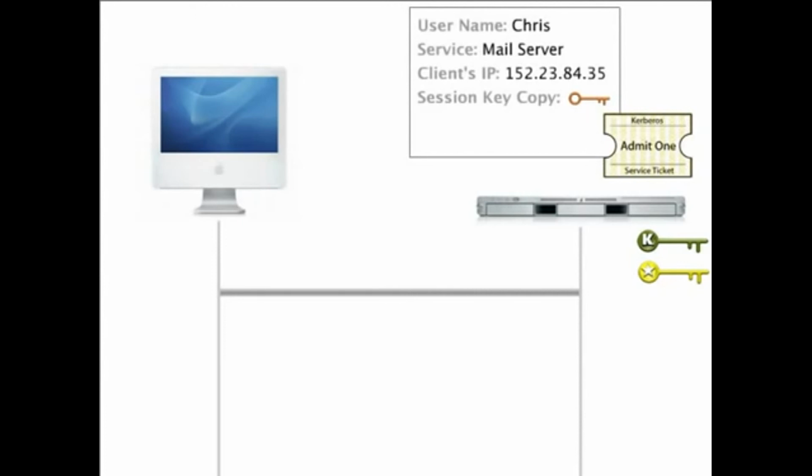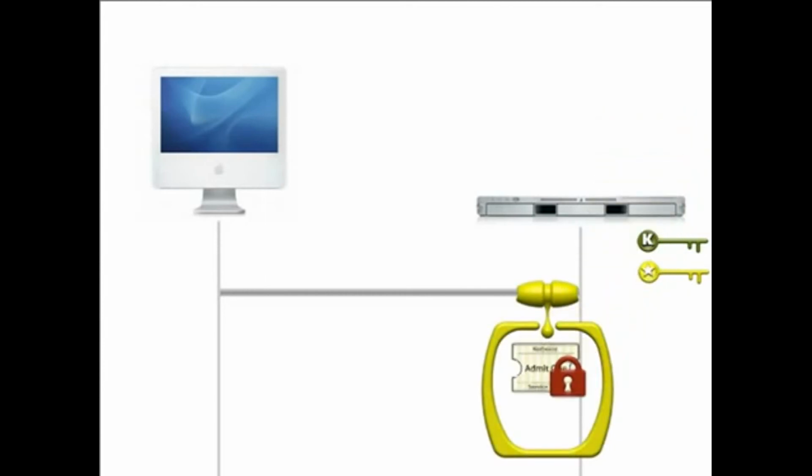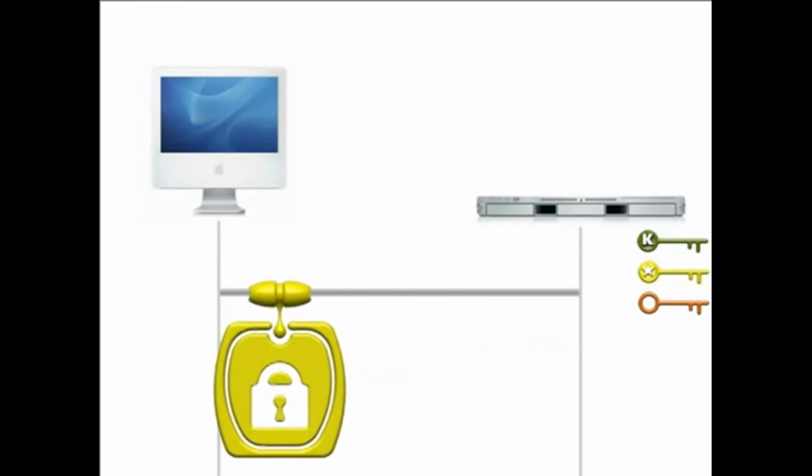The service ticket includes the user name, the service name, the IP address from the client computer, and a new session key. Then the KDC encrypts this ticket with the service's private key. Note that the client does not have the service's private key and cannot modify the contents of this ticket. The KDC places a copy of the new session key and the service ticket into a packet and encrypts the whole thing with the first session key it shared with the user.